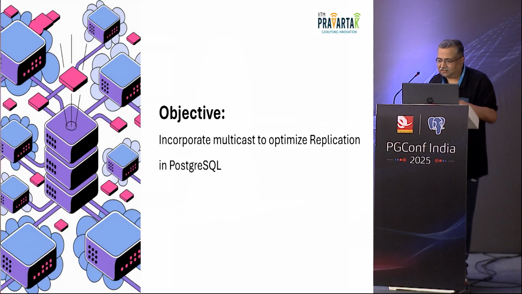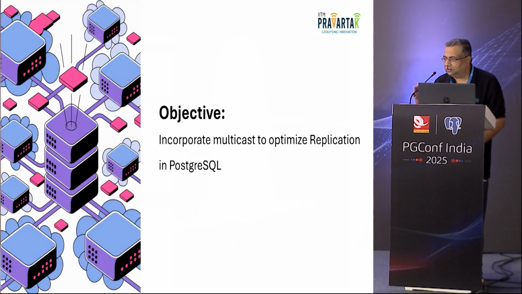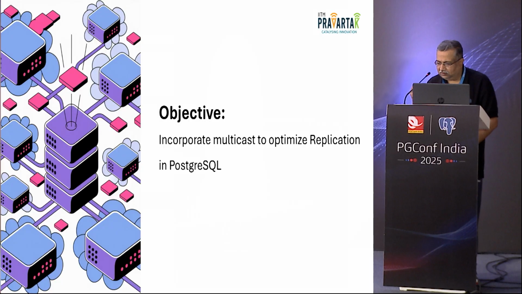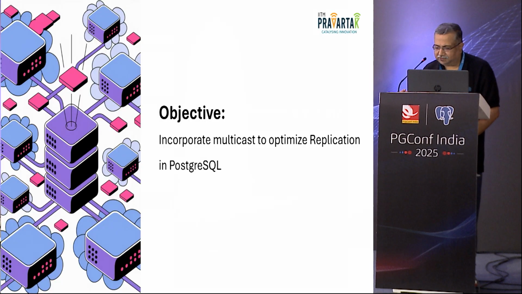So what is this exercise? What does this experiment entail? This experiment entails incorporating multicast in replication in PostgreSQL. What we've got so far is TCP unicast, which is very inefficient in terms of overhead, bandwidth, as well as latency.